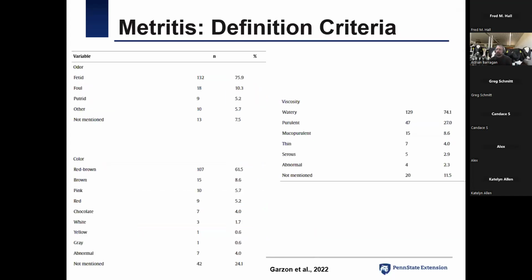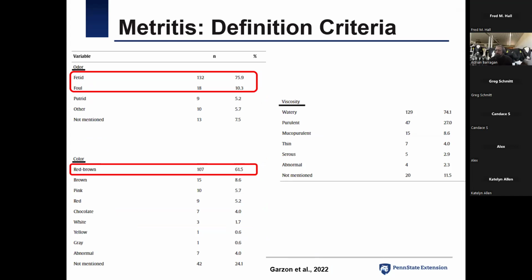Now, when it comes to the features of the vaginal discharge, they look at odor, color, and viscosity. And by far, when it comes to odor, the main feature was either fetid or foul, which to me is the same. It's basically that putrid smell. When it comes to color, pretty much everybody agrees that it's a red brownish color. And when it comes to viscosity, most of them was watery, okay?